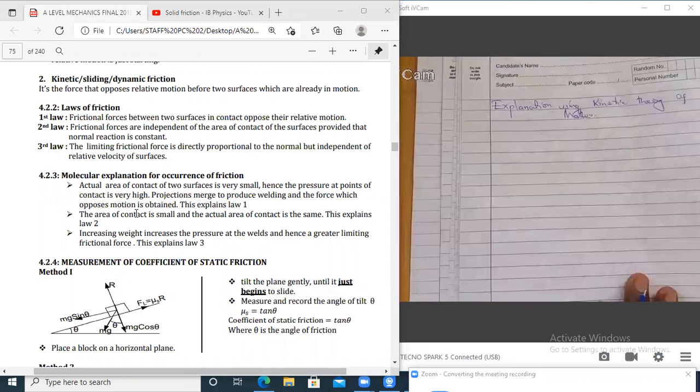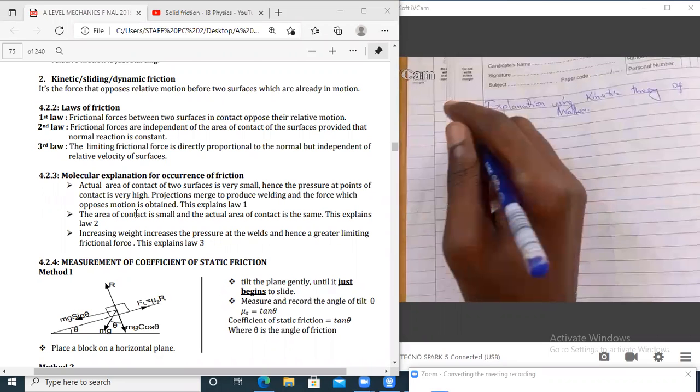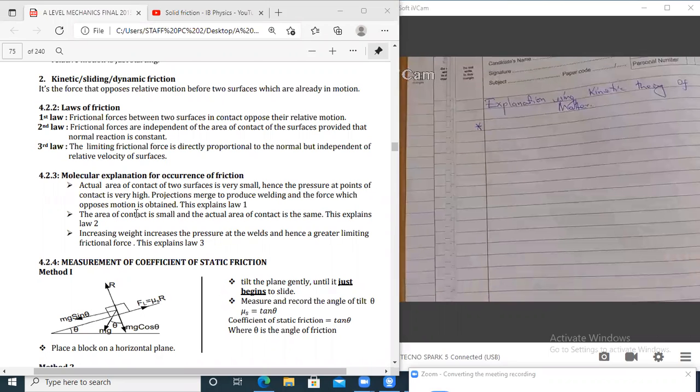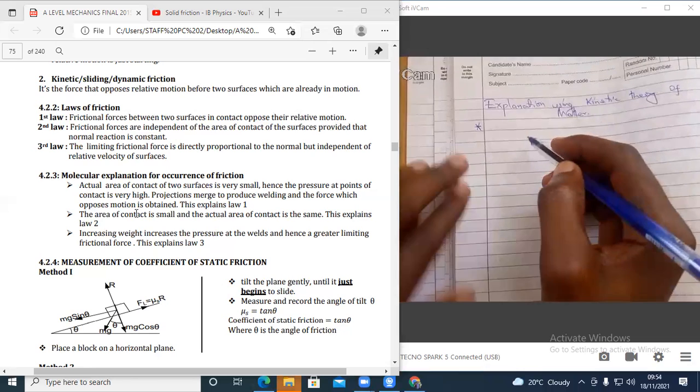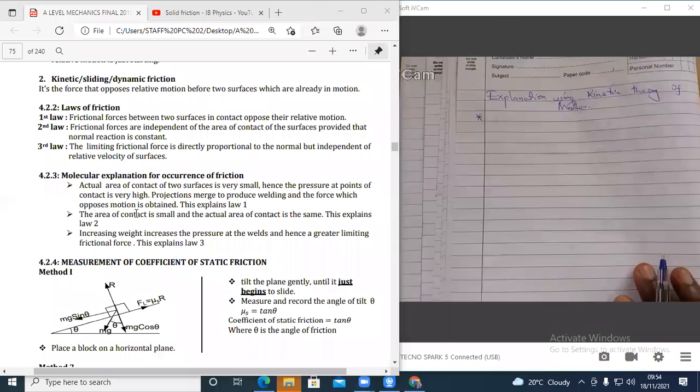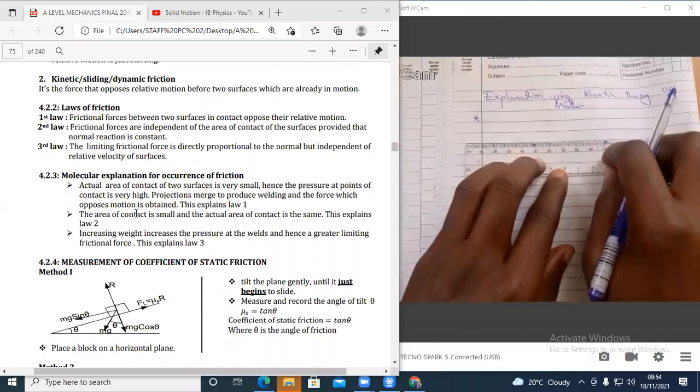So we want to explain the laws one by one. The first one we are saying the actual area of contact of two surfaces is very small. Hence the pressure at the point of contact is very high. We remember that pressure in solids: the smaller the cross-sectional area, the bigger the pressure exerted. So here we are also saying the two surfaces are in what? Are in contact.